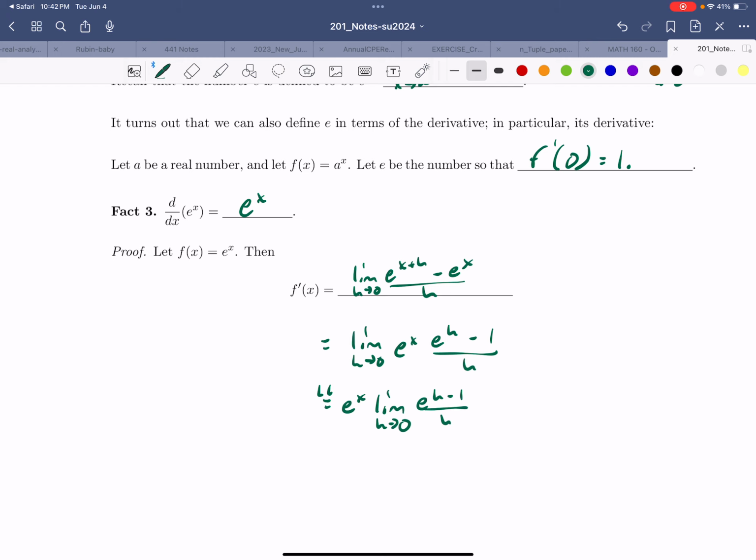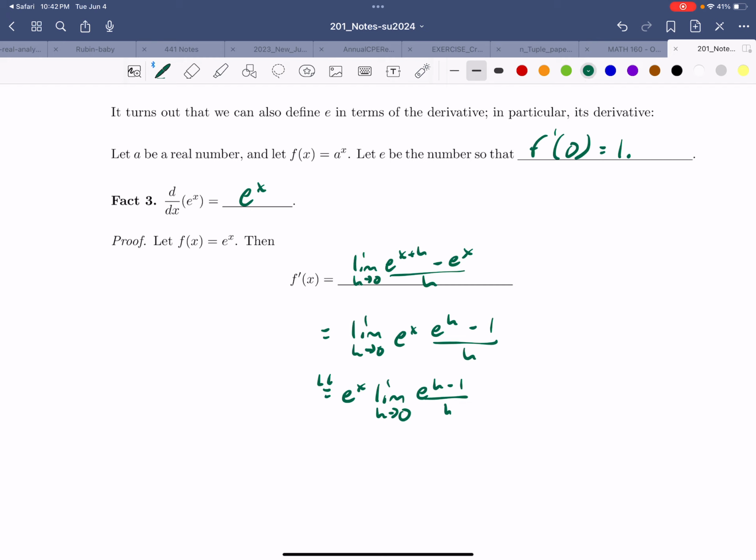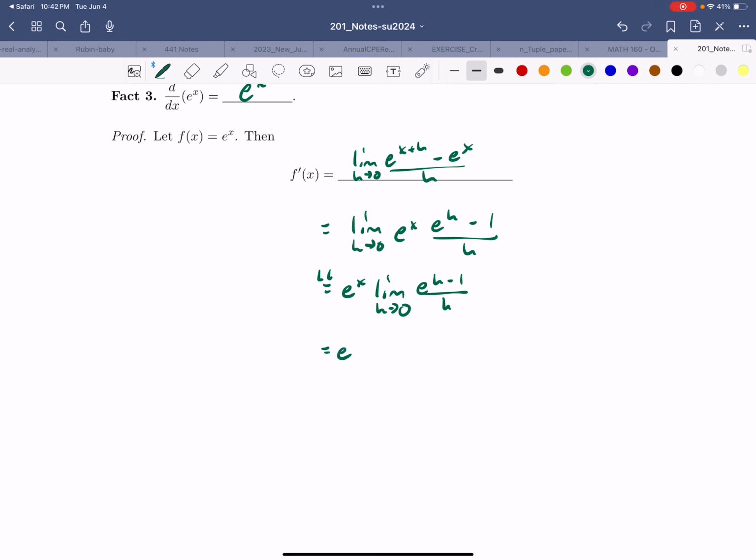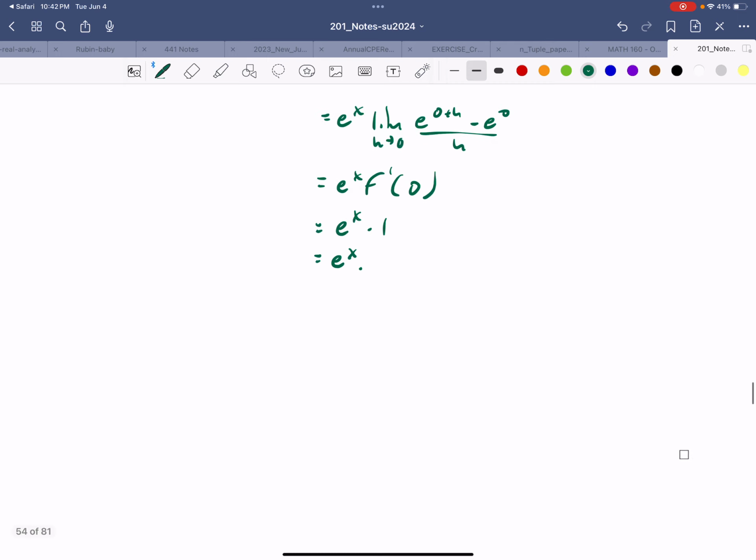Well, hold on a second. If you think about it, this is actually the same as e to the x times the limit as h approaches 0 of e to the 0 plus h minus e to the 0, all over h, which is the same thing as e to the x times f prime of 0, which we said by definition was 1. So the derivative of e to the x is e to the x. Can't get any nicer than that.